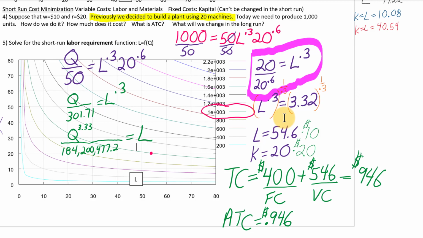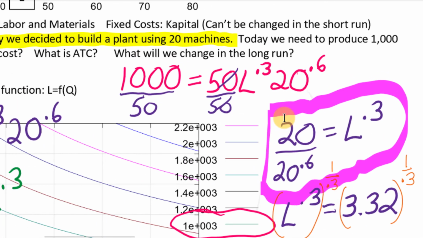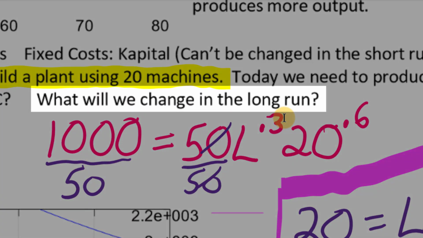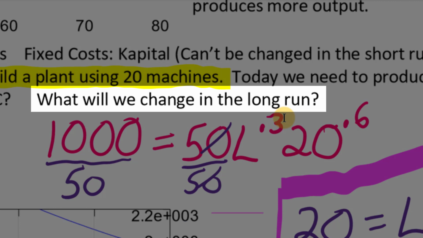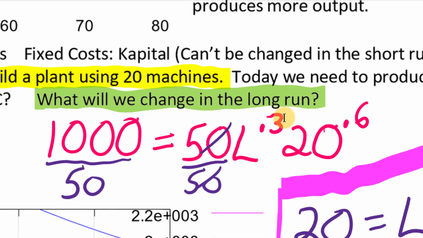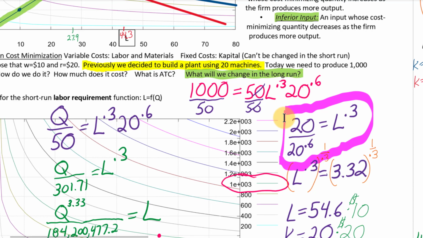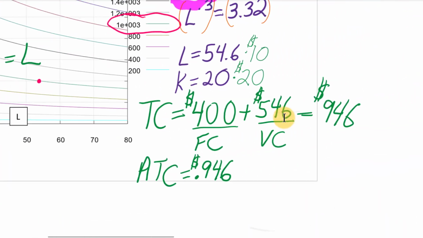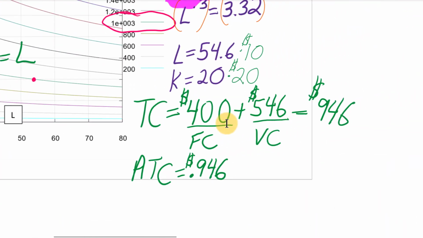The last thing I want to do in this problem is answer this final question here. If you were in this situation and you had a factory with 20 machines, what would you want to change in the long run? And what I'm thinking here is, let's compare this result, where to produce 1,000 units today, given that we have 20 machines, is costing us $946 to produce. 94 or 95 cents per unit.